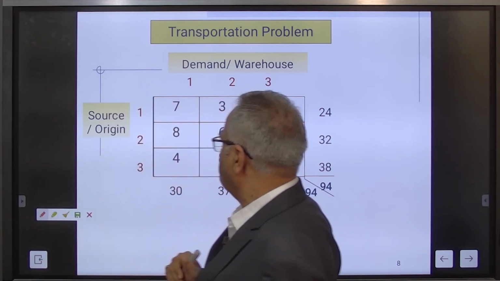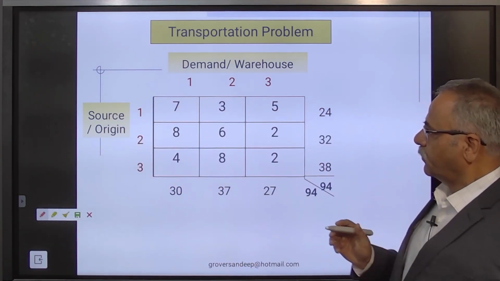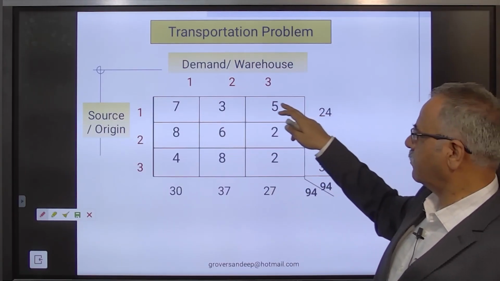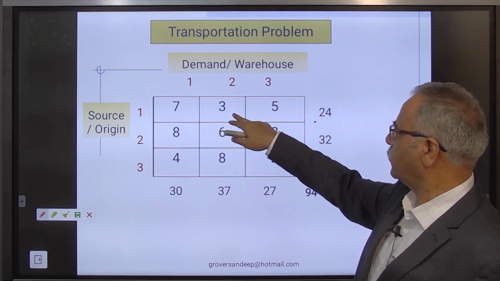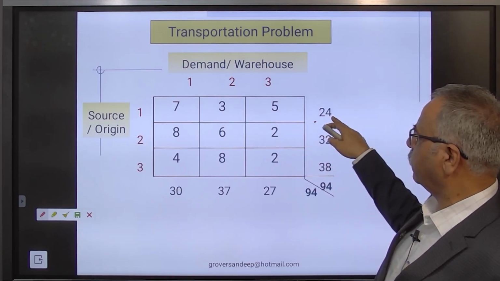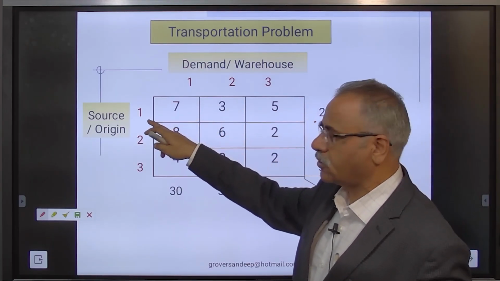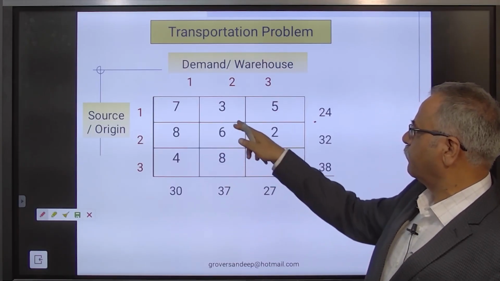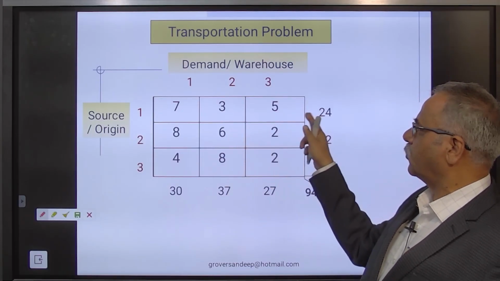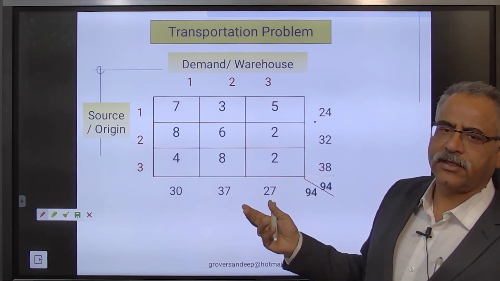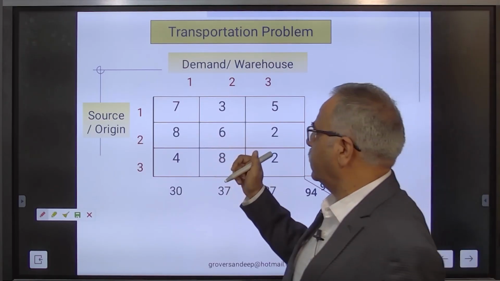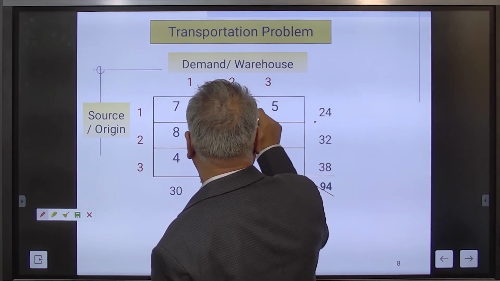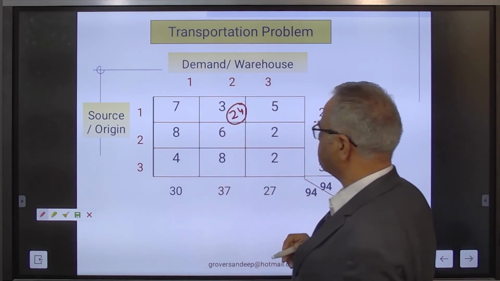Row minimum: take up the first row, see the minimum cost. The minimum cost is 3 here. So, how many units can be allotted here? 24 is the capacity of the plant or the region, 37 is the capacity of the warehouse. So, you cannot allot more than 24 units here, because only 24 are available to be transferred. So, this is the 24 units that are transferred.